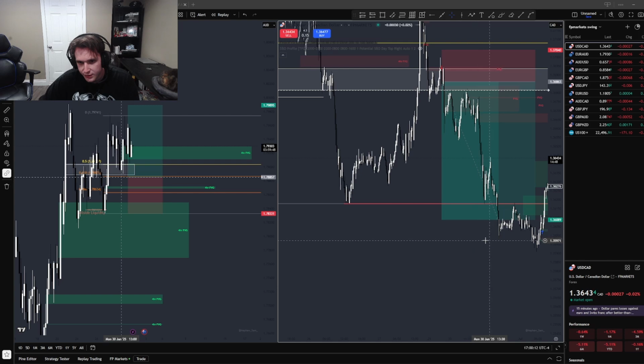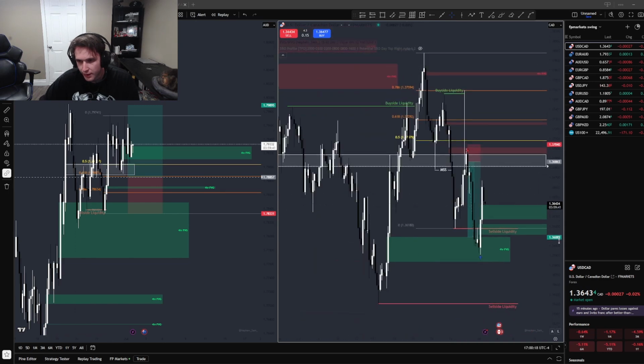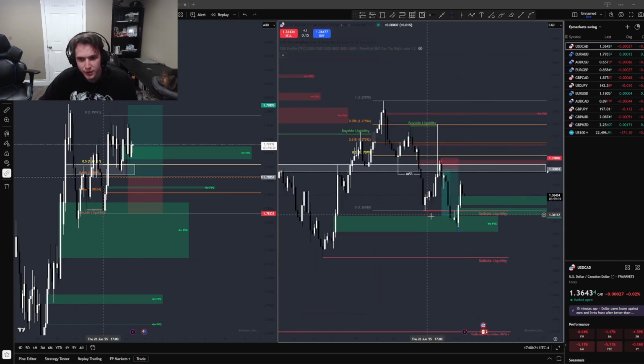And then I was on the CDU that day, and it ended up hitting this liquidity here. And I was warning my group, my free Discord, that I might be looking to exit here because we're in a 4 hour bullish for value gap.